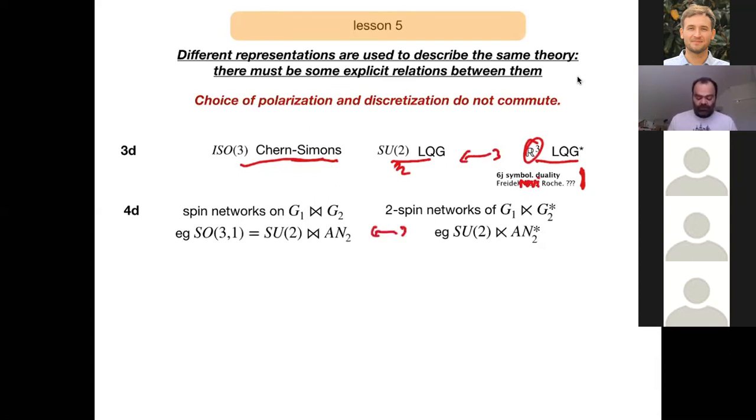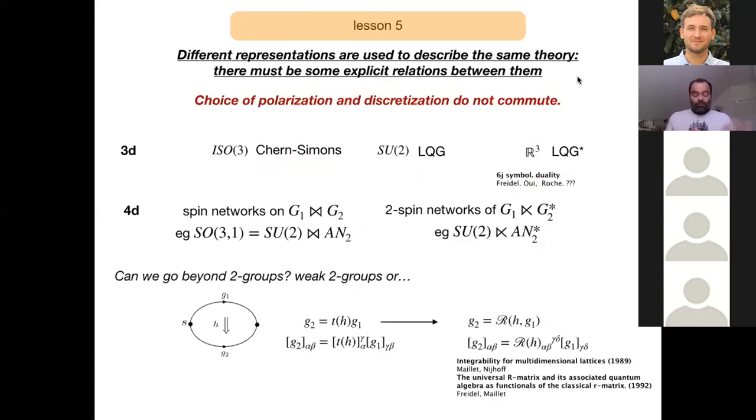We can either use spin networks based on the big group, if we deal with BF, or these two spin networks. There must be a relation, because we are actually doing the same thing, right? And if you really want to do something else, then since this talk is hosted in Lyon, although virtually, I just wanted to say that maybe we want to go away from two groups, and maybe talk about weak two groups, but I don't know if they are the right object.